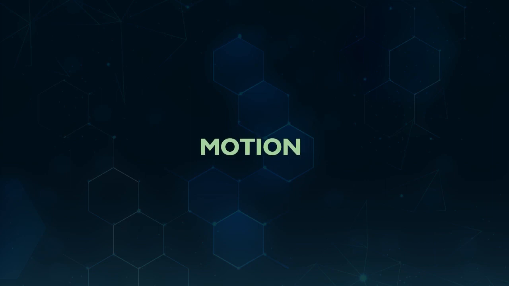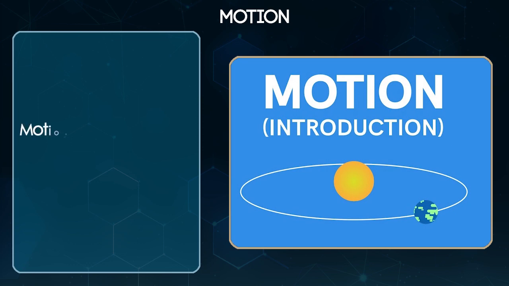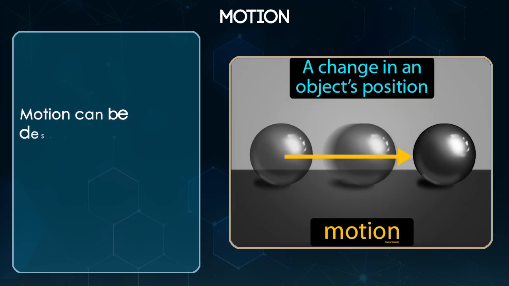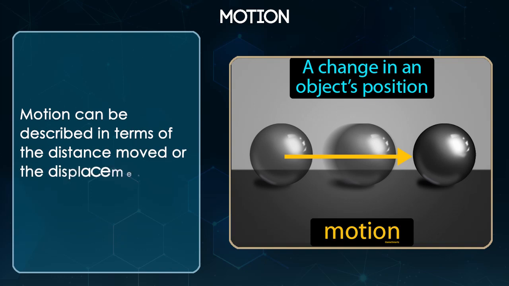Motion. Motion is a change of position. Motion can be described in terms of distance moved or the displacement.